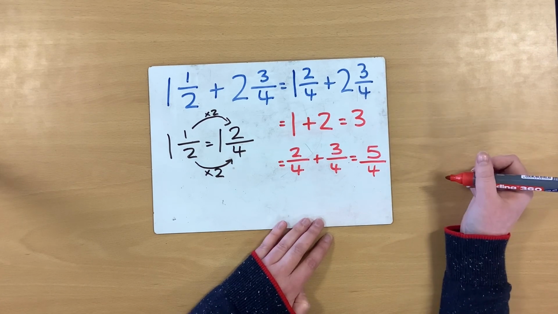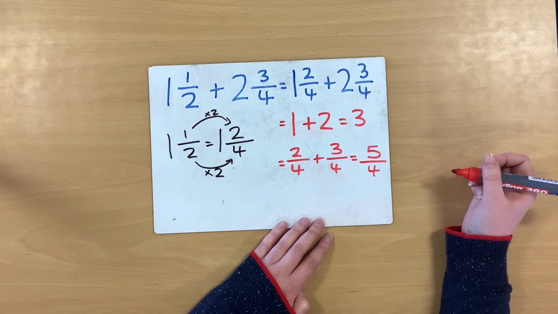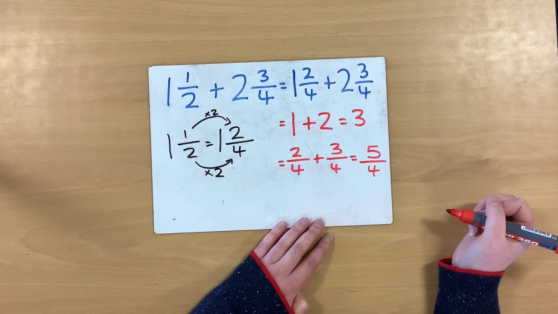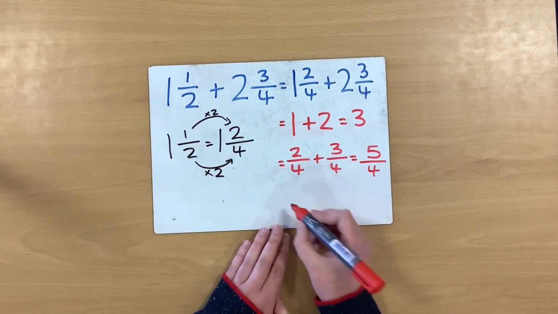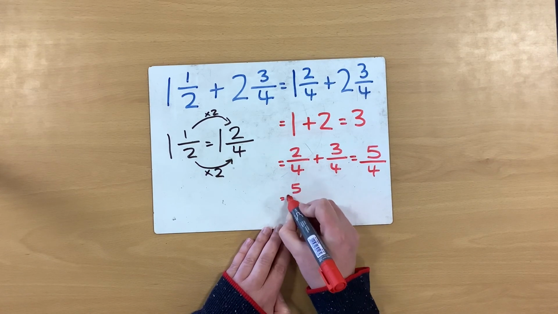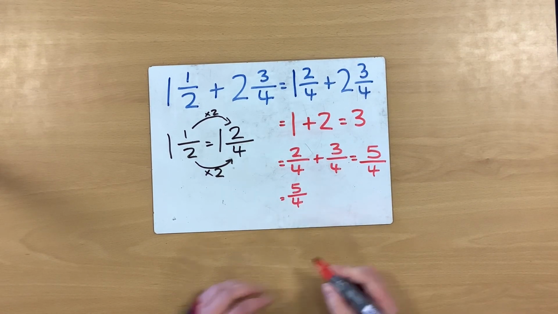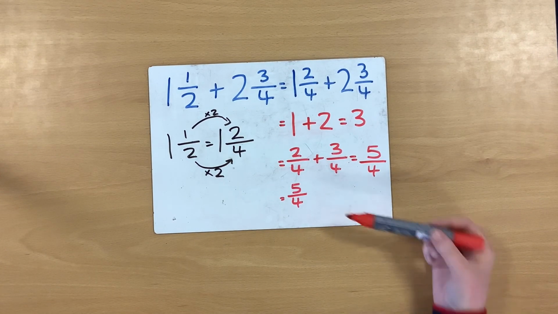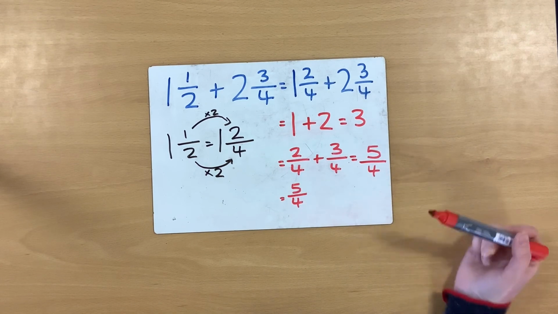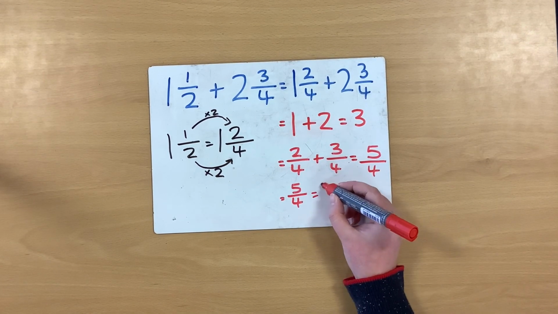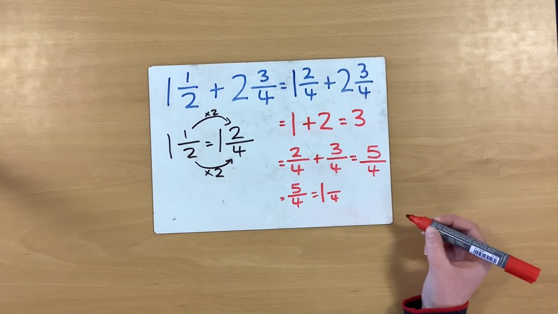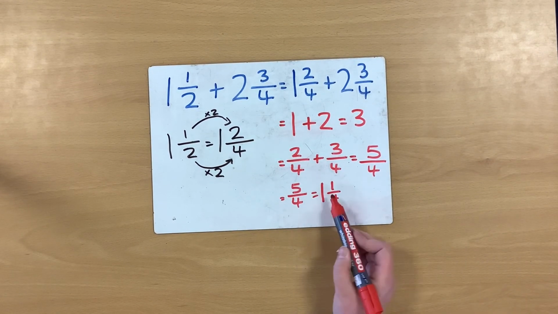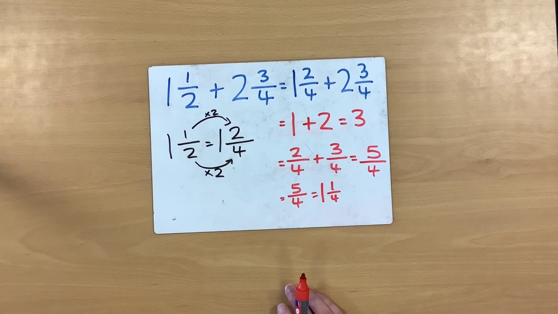This is an example of an improper fraction. It's greater than a whole. My numerator is bigger than my denominator. So what I now need to do is convert my 5/4 so that it's a proper fraction and it will be a mixed fraction. So what I do is think, how many 4s go into 5? 1. How many are left over? 1. So 5/4 is the same as 1 whole and 1/4.